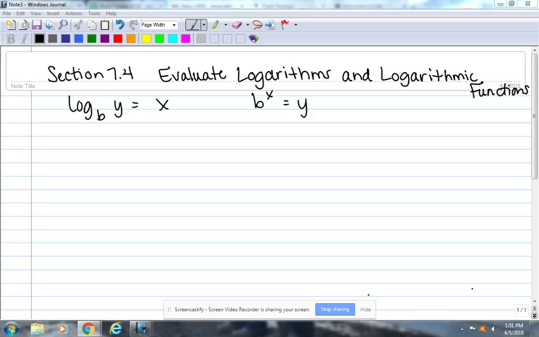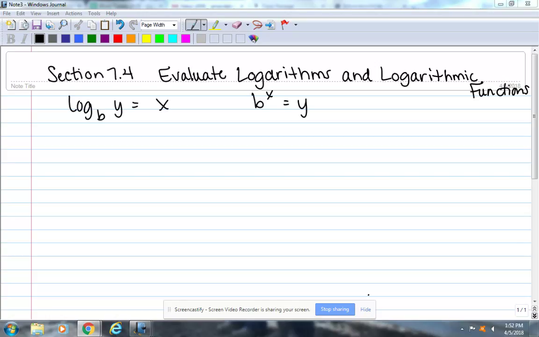How to evaluate logs. We've talked a lot about exponents and exponential functions this week, and a logarithm is the mathematical operation that undoes an exponent. Just like square root undoes a square, and adding undoes subtraction, and vice versa. Every operation that we've done in math has an opposite. Well, taking a log of something is the same thing as undoing an exponent. So it kind of goes in this little circular pattern right here.